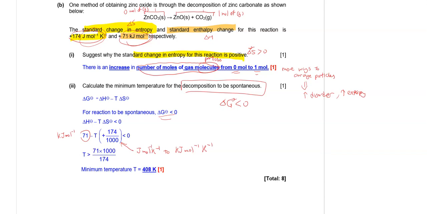Okay, so the minimum temperature will be 408 Kelvin. Alright. Some of you get 408.0 something, you round up to 409, just take note, right? We typically present our answers to 3 SF. So 408 Kelvin is good enough. Okay, with that, we are done with the corrections for question 2.